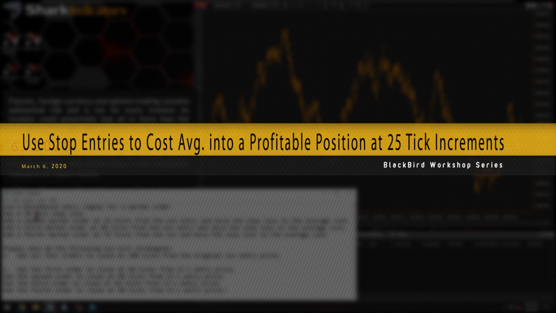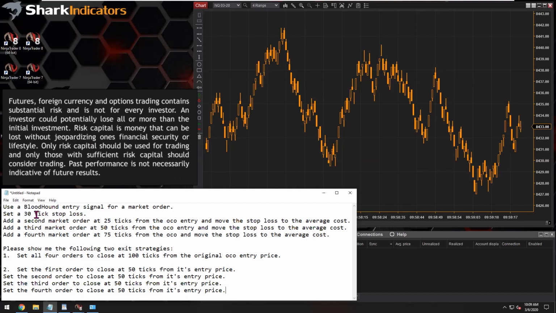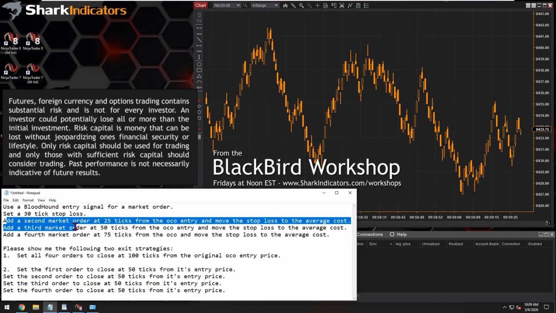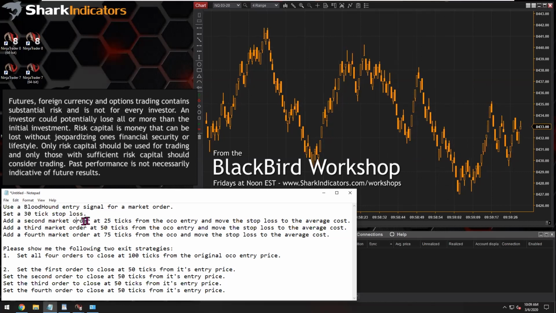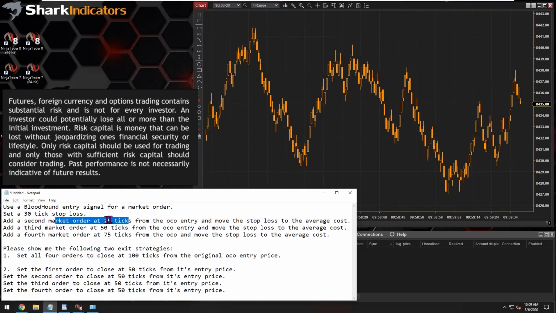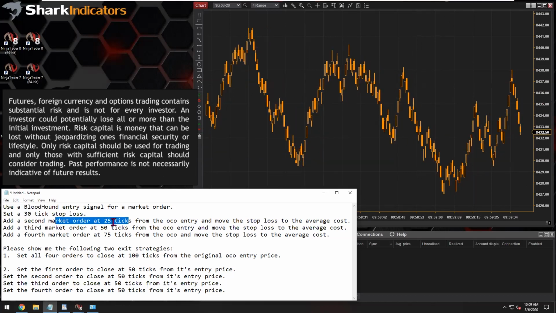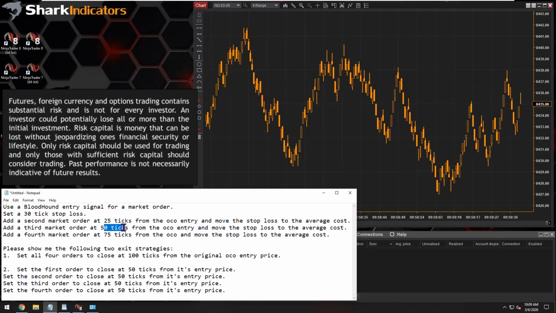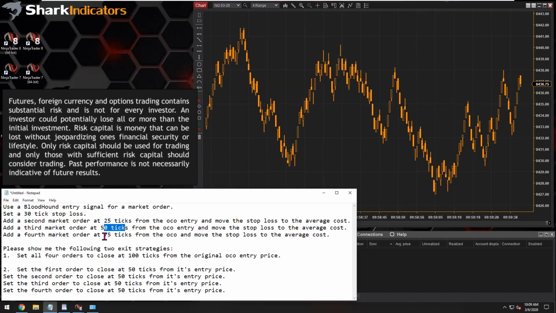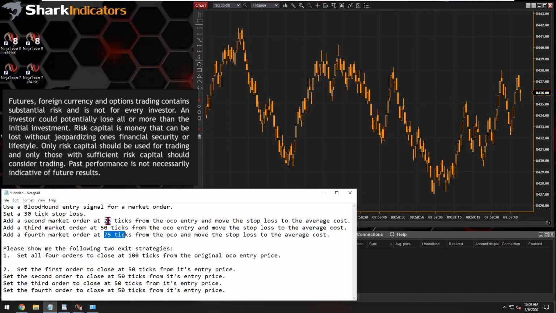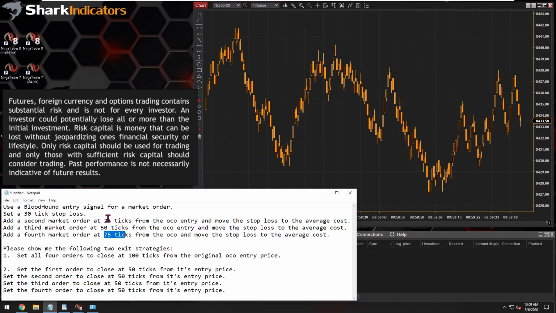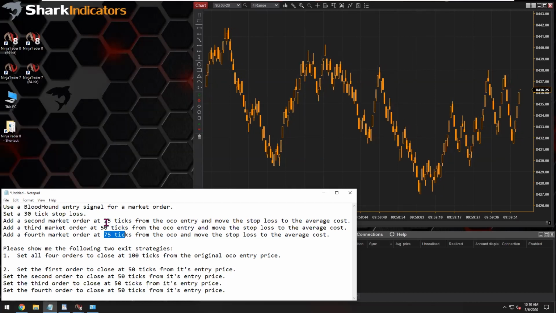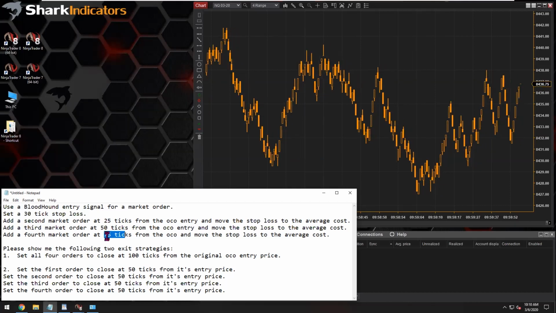All right, so this question is about scaling into a profitable position. Basically, it's about setting an order 25 ticks above the first entry point, then 50 ticks above that first entry point, and then another 75 ticks. So you can see this question is about stepping into a profitable position at 25 tick increments here.